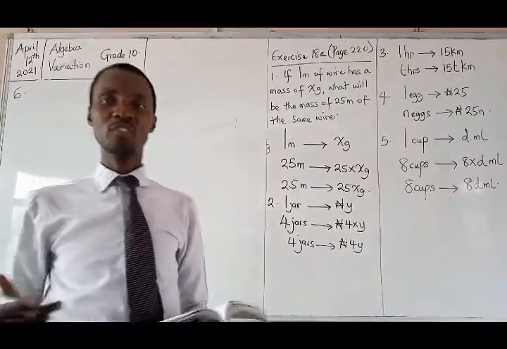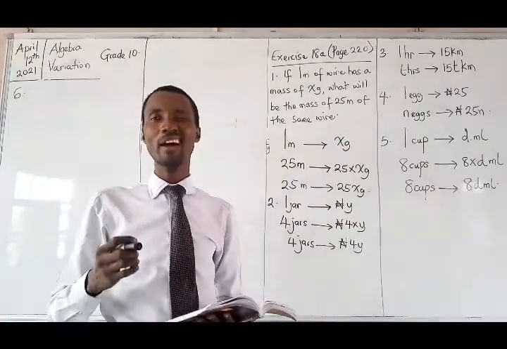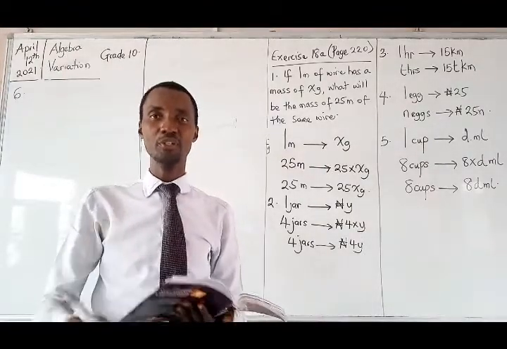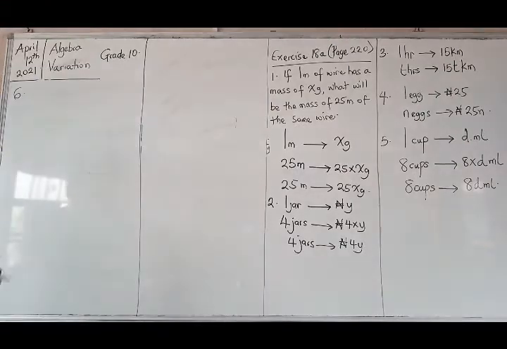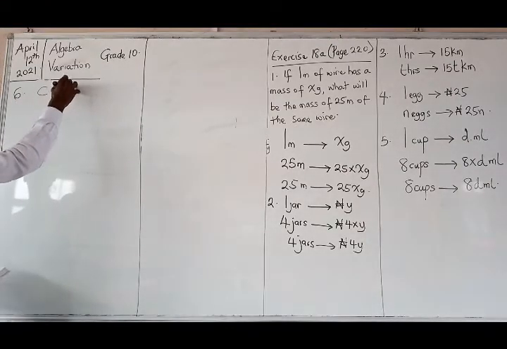From question 6, we come into real interactive work in direct variation. So let's take question 6, and it says C varies as n.